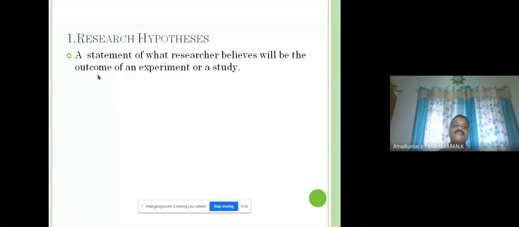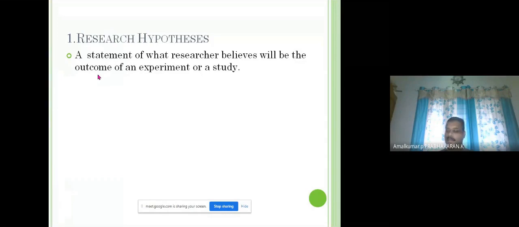The first one is the research hypothesis. The research hypothesis is a statement of what the researcher believes will be the outcome of an experiment or a study. The researcher believes that after conducting the study, this will be the outcome of the study, or the outcome of the particular experiment. So this is the belief of the researcher. The research hypotheses are the beliefs of the researcher.